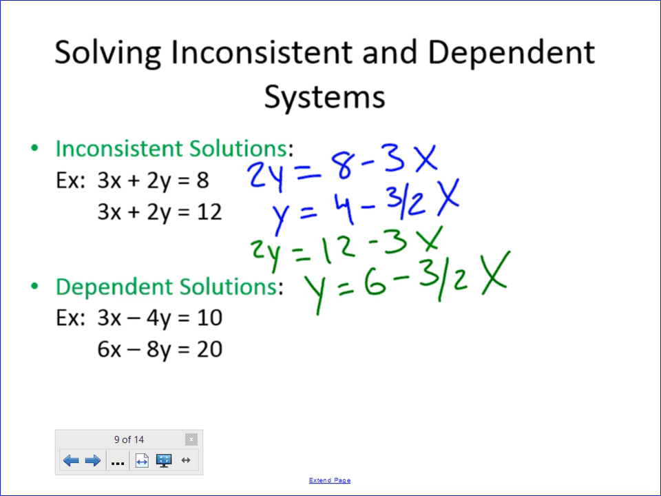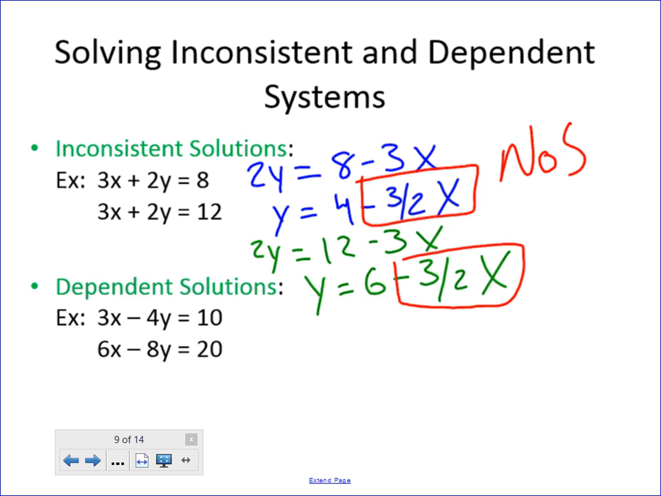Well, now I have it in y equals mx plus b format, where m is my slope. So if you look at these two slopes, I have negative 3 halves right here, and I have negative 3 halves right here. So since they are parallel lines, we have an inconsistent system, okay? Whenever you have two lines that have the same slope, that'll be an example where you have no solution, okay?